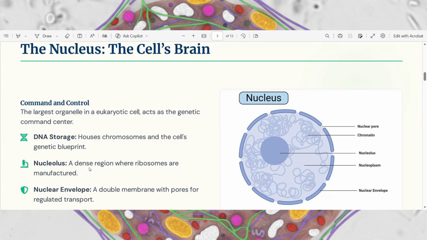Nucleolus is a dense region where ribosomes are manufactured. Nuclear envelope, a double membrane with pores for regulated transport. So if you take a look over here, this is a picture of a nucleus. The nucleus is right here in the middle. It's a dense region where ribosomes are manufactured. I'm gonna get to ribosomes in a minute. You have the nuclear pore right here, the chromatin. This is the nuclear plasm. You could say that's the jelly liquid part of this nucleus. And you have the nuclear envelope where everything is enclosed.